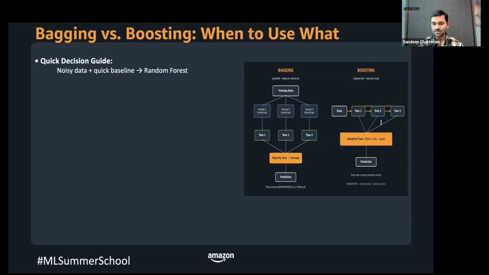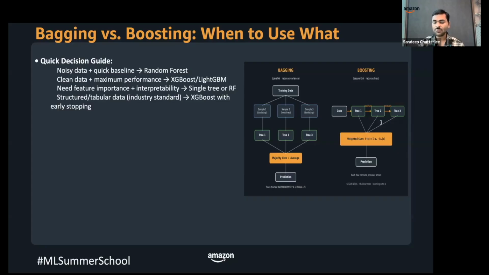It's incredibly forgiving. Second, when your data pipeline is pristine and your goal is to squeeze out every single drop of accuracy for a production system, you pivot to XGBoost or LightGBM. That is where you get maximum performance. Third, when you have to prioritize interpretability, stick to a single decision tree or a random forest where you can easily extract feature importance.